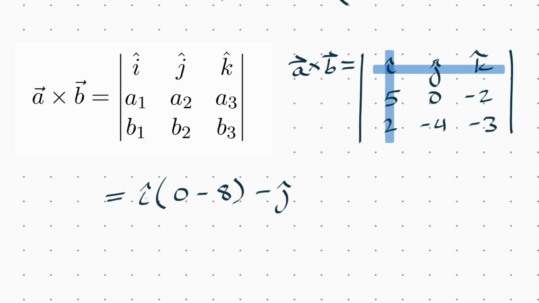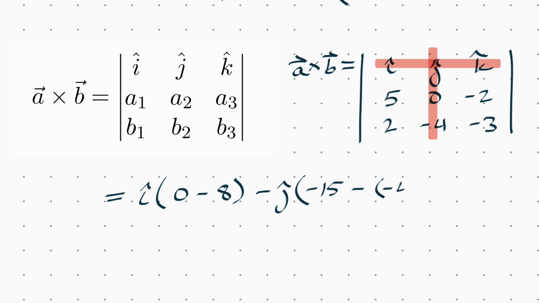Then we're going to subtract the J hat component. So we always go positive I hat component, get those numbers. We do minus the J hat component, and then for minus the J hat, we're going to block out the row and column with J hat in it, and we're going to do again this 2 by 2 determinant, but instead we're multiplying 5 by negative 3 and subtracting negative 2 times 2. So 5 times negative 3 is negative 15. Subtracting negative 2 times 2 is going to be negative 4.